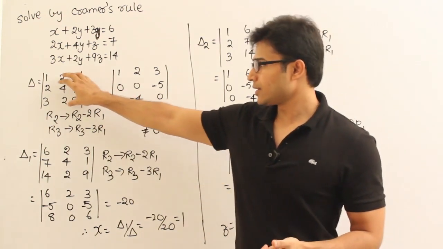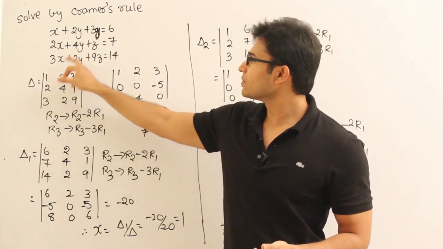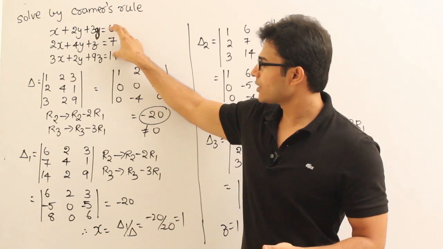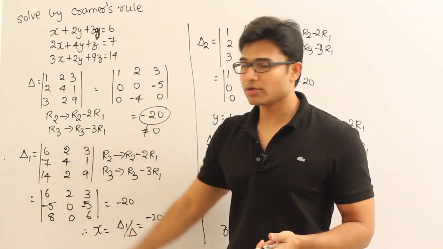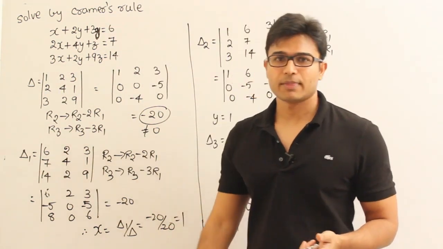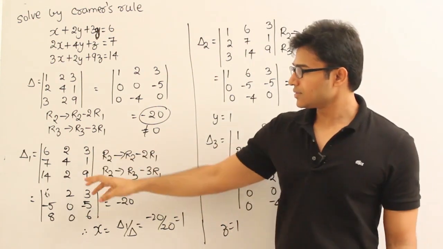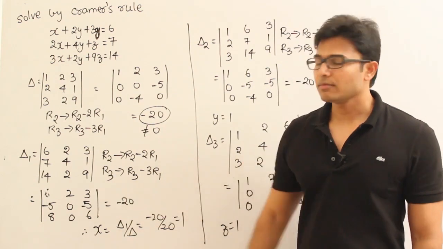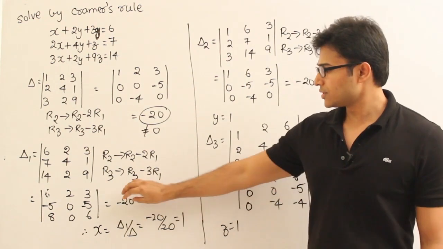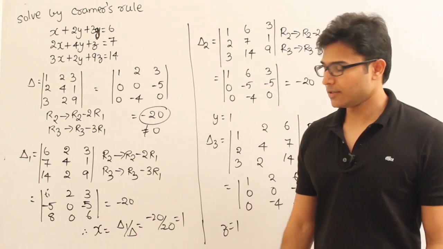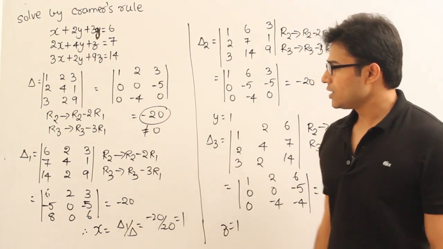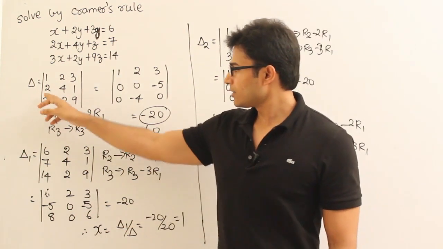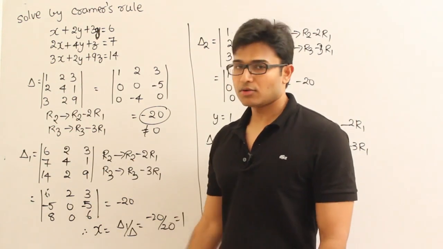So if I take delta and replace the first column with 6, 7, 14, these three values, then I get delta 1, right? And now after doing this, again I am just applying some row transformations so that I get some value here. So here I got it as minus 20. Okay, and now we understood that delta equal to minus 20 and delta 1 equal to minus 20.